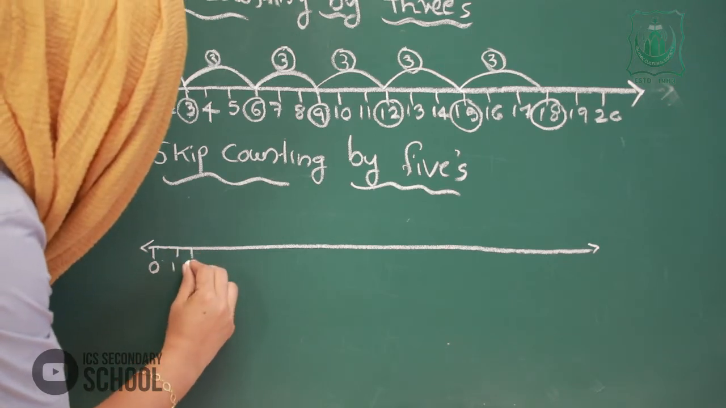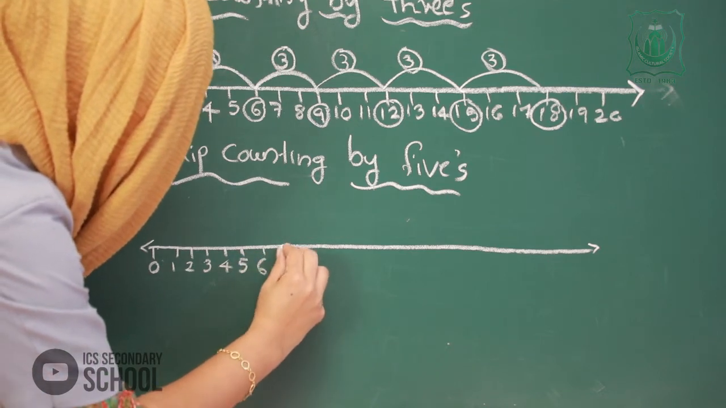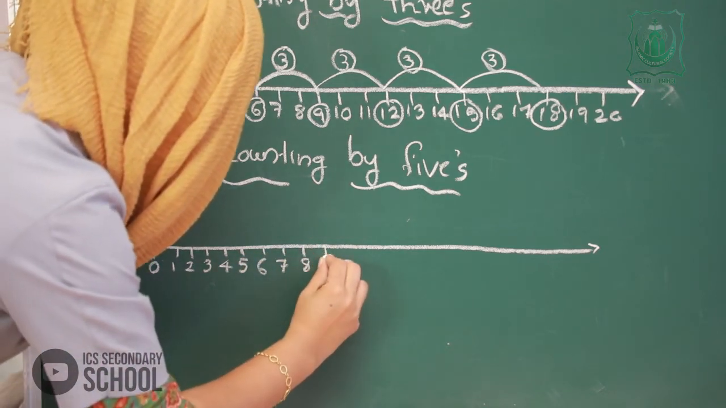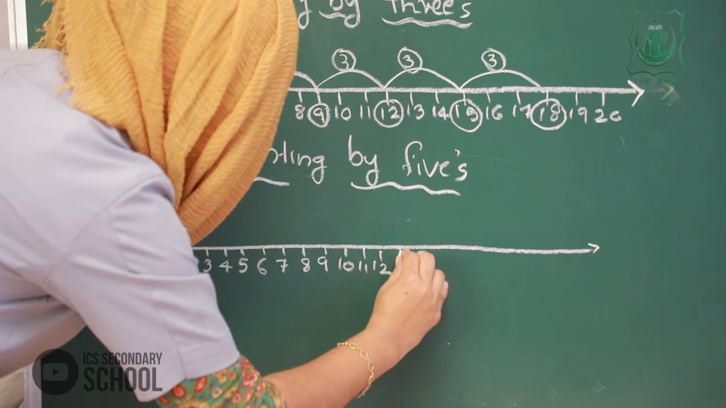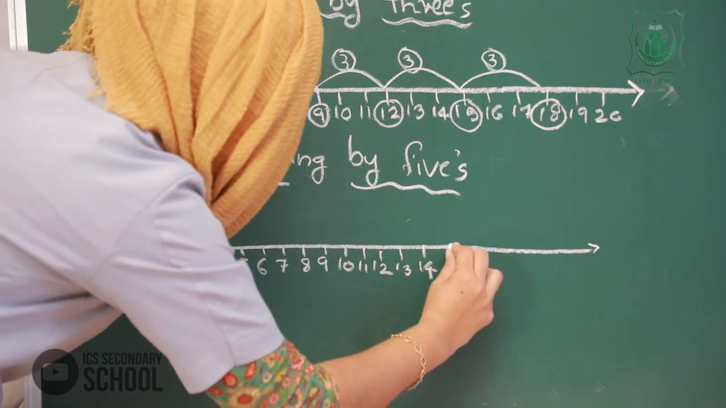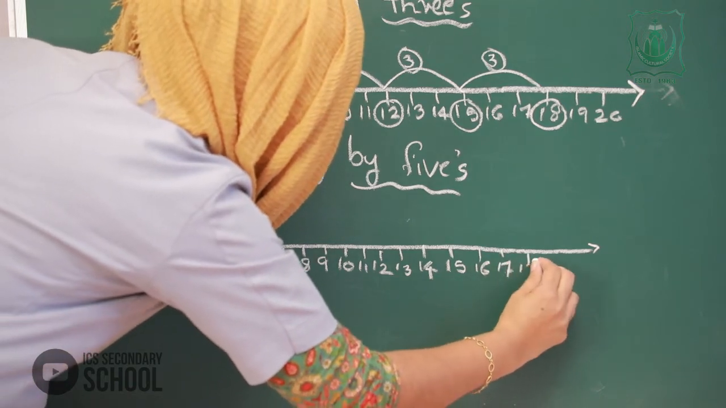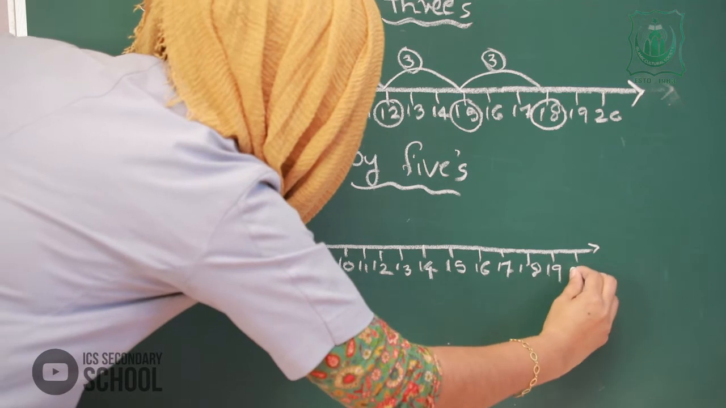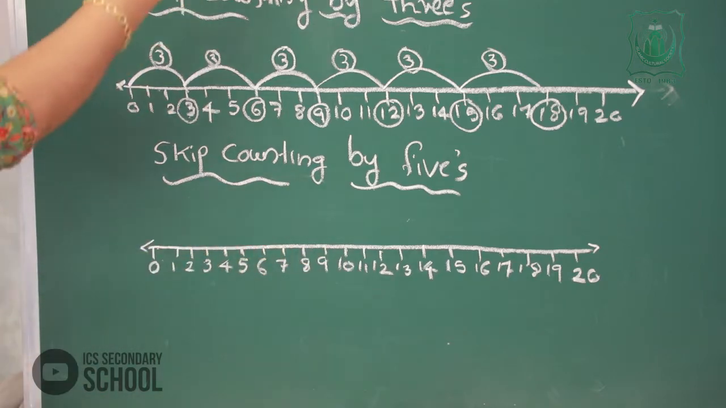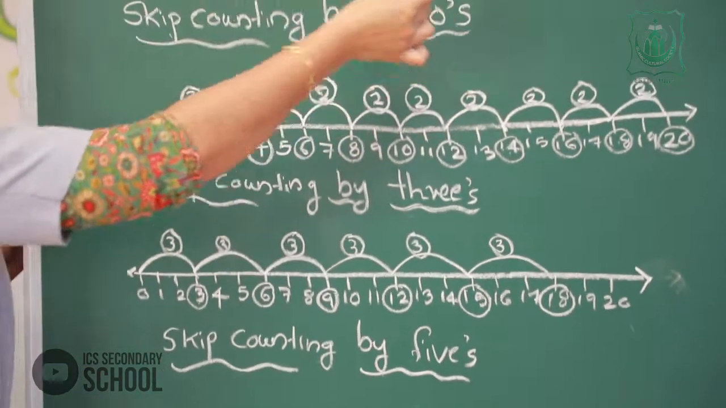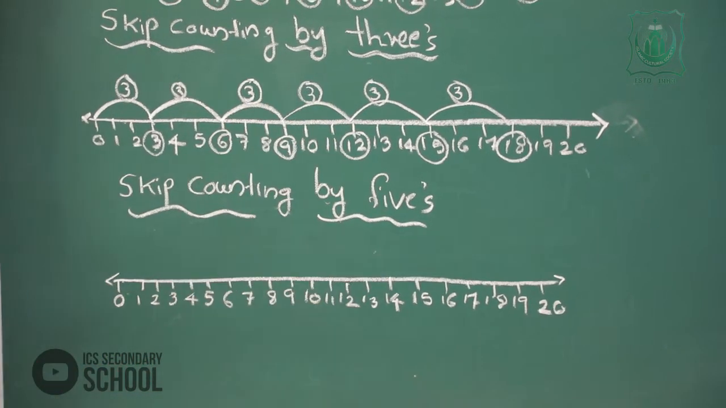0, 1, 2, 3, 4, 5, 6, 7, 8, 9, 10, 11, 12, 13, 14, 15, 16, 17, 18, 19 and 20. Here the skip counting by 5. The same method of skip counting by 2s, skip counting by 3s. We can represent the skip counting by 5s on a number line.